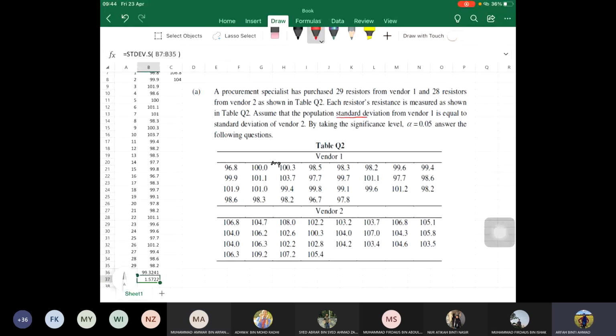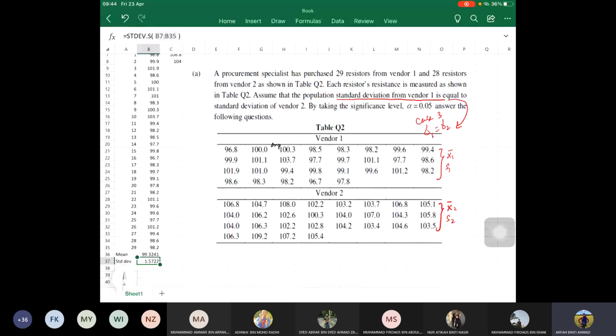So yang ini adalah information yang dia bagi sebab kita nak tengok case mana. That is why sigma 1 equal to sigma 2. So case 3. Tapi for this data you have to find X bar 1, S1. And this one you have to find X bar 2 dan juga S2. So teruskanlah pengiraan anda untuk vendor 2.